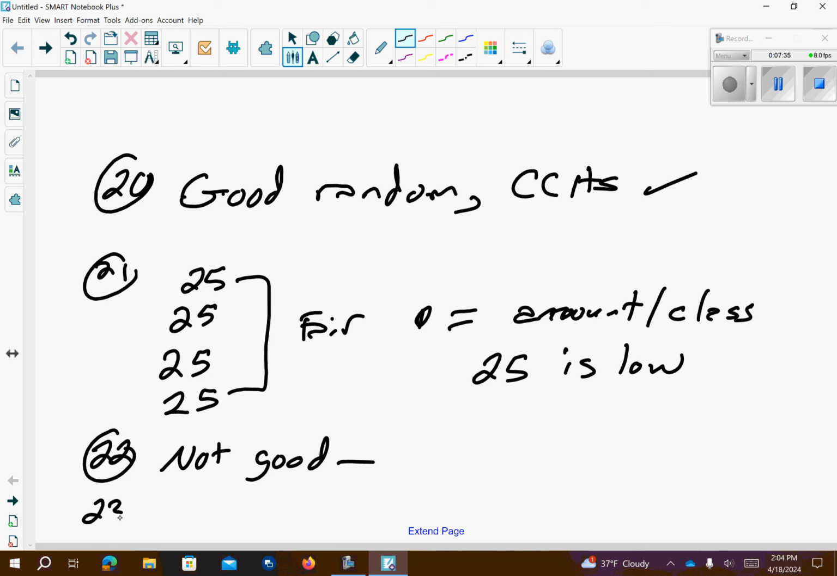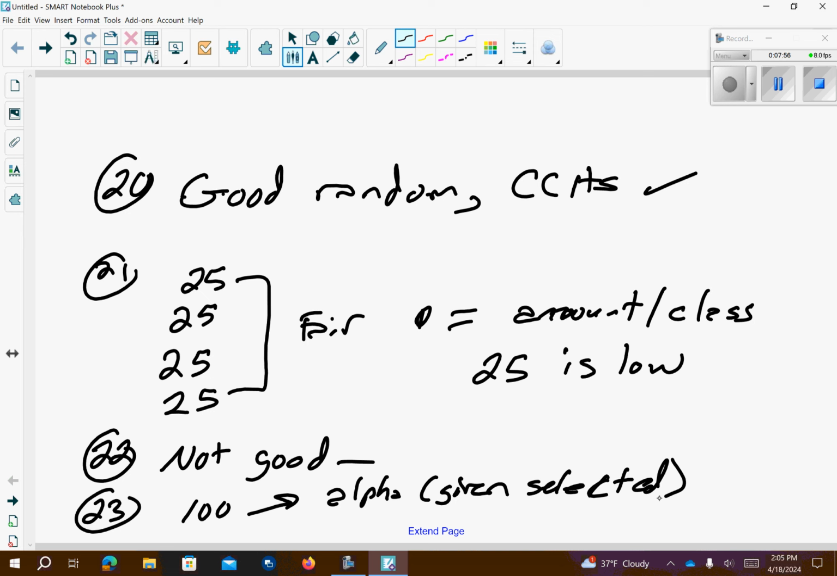And then 23, this is always a gotcha question. If you have an alphabetized list and you select every 38th name, is that a good thing? I mean, that would be 100 students I would sample, but an alpha list with a given number that you select, so every 38th or every 10th or every 5th, that is not a good way to get a random selection.